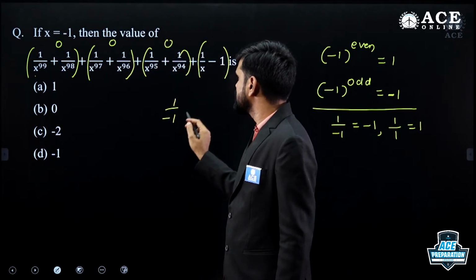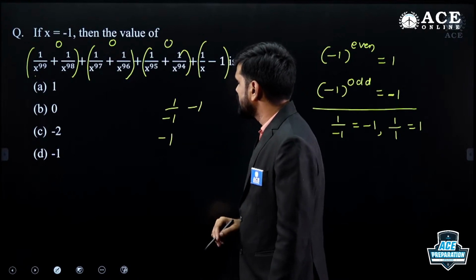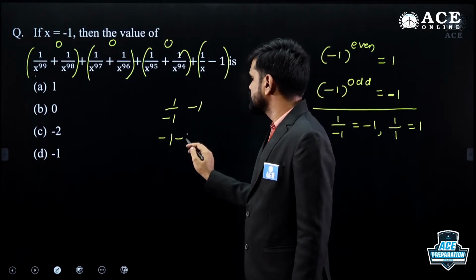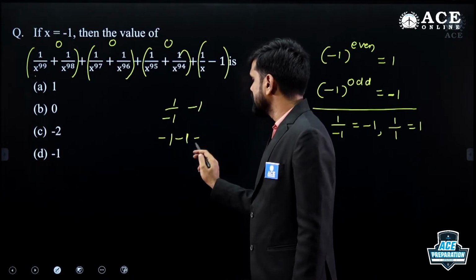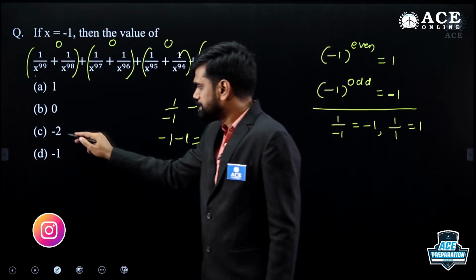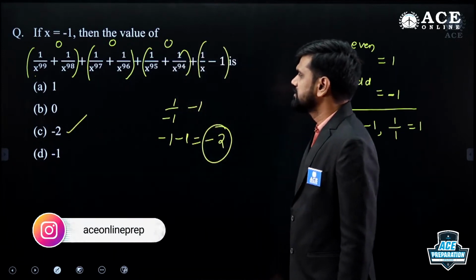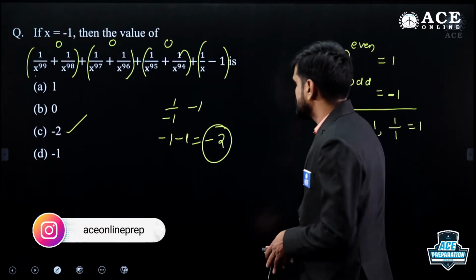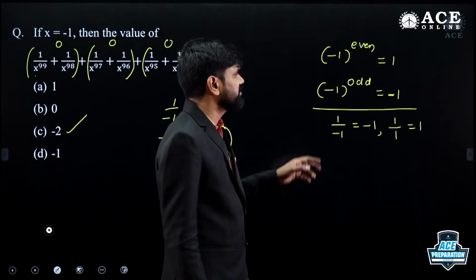This will give you 1 by minus 1, minus 1. This will give you how much, dear? Minus 1. Minus 1, minus 1 will be equal to how much? Minus 2, minus 2. As simple as that. Hence your answer has to be what? Option C.